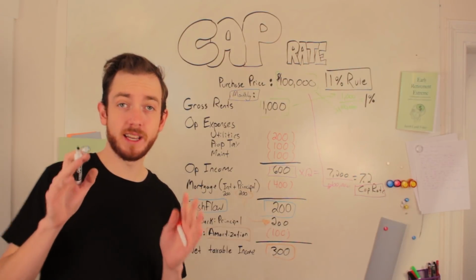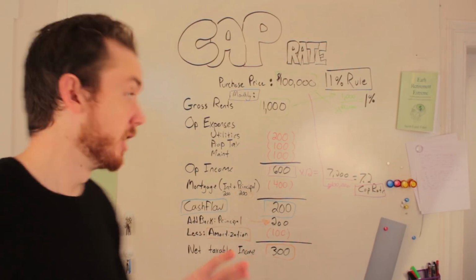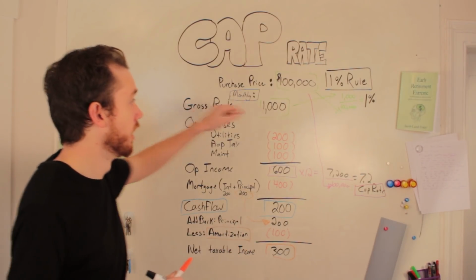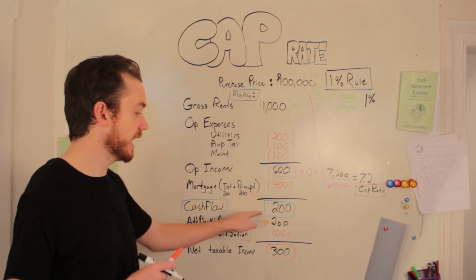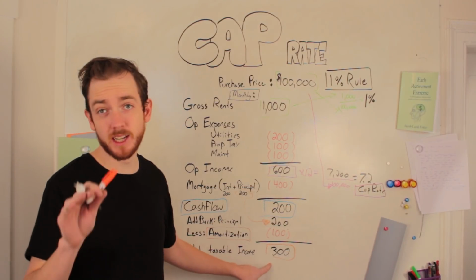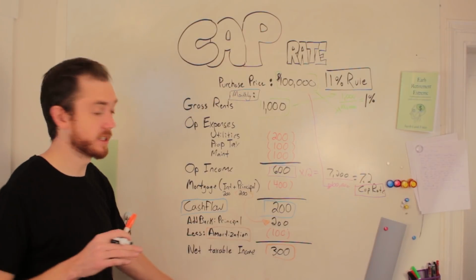So yeah, that's a really high level explanation and breakdown of kind of how you can go about determining what the 1% rule is, what your cap rate is, what your cash flow is, and what your net taxable income is, all from just one statement.